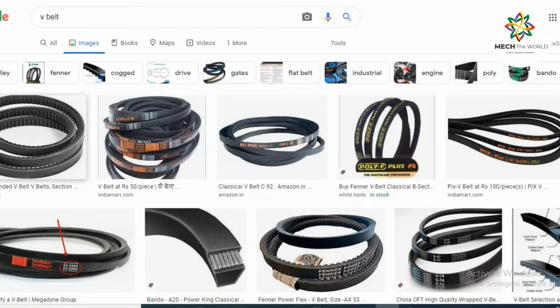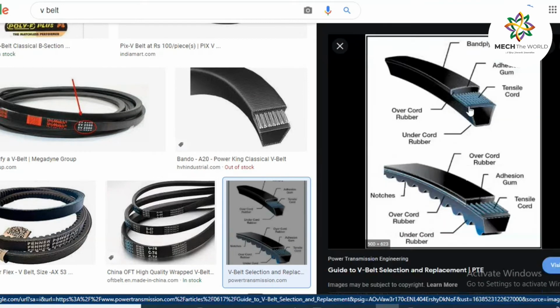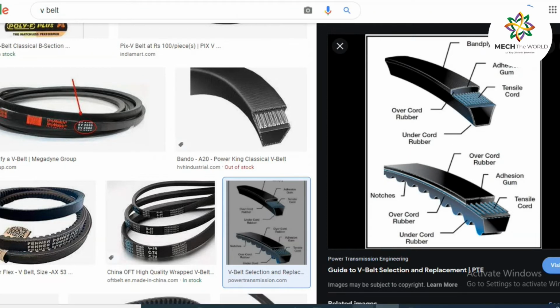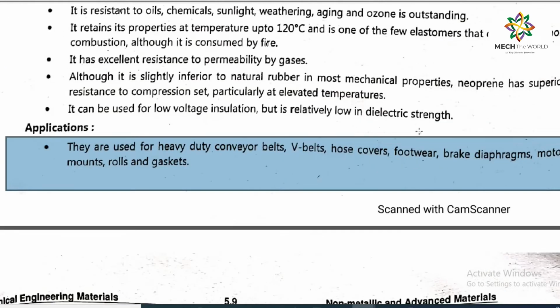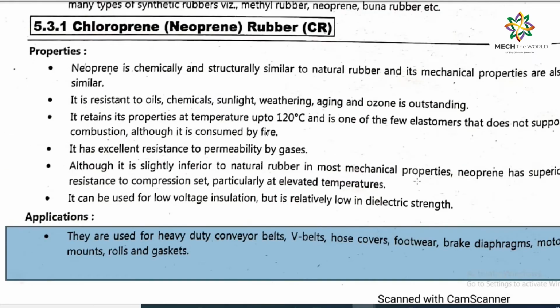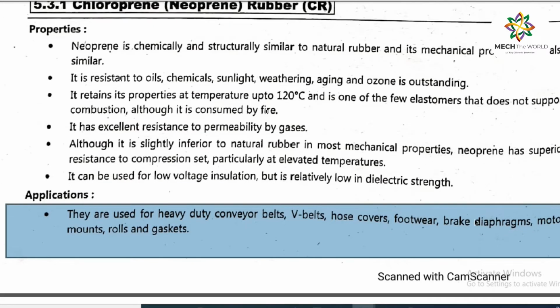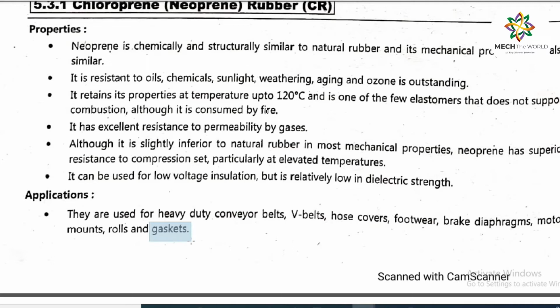They have a V structure. In this image you can observe that the shape of this belt is like the English alphabet V. That is why it is called a V belt. Then footwear, shoes and chappals can also be made through neoprene, as well as brake diaphragms, motor mounts, rolls and gaskets. We already discussed gaskets in the last lecture.